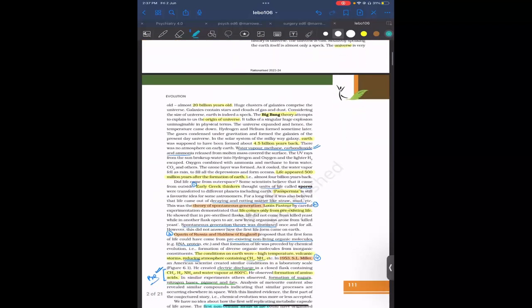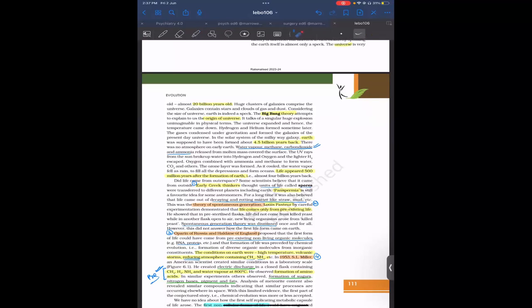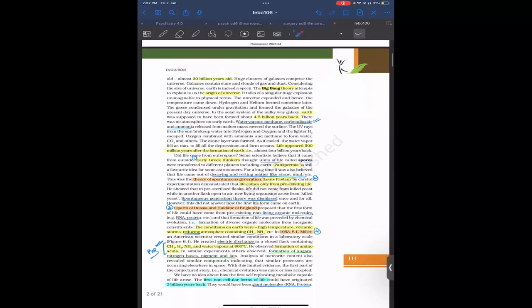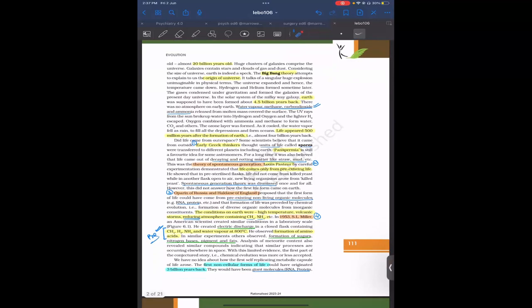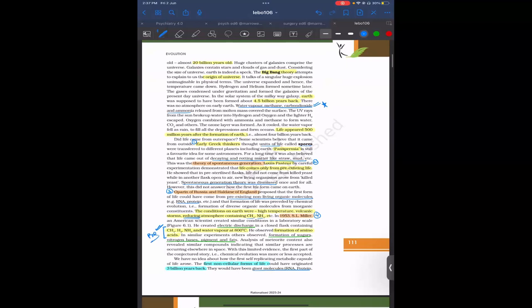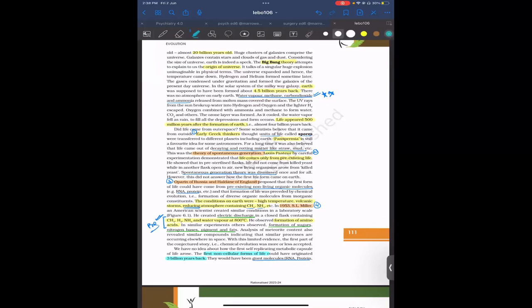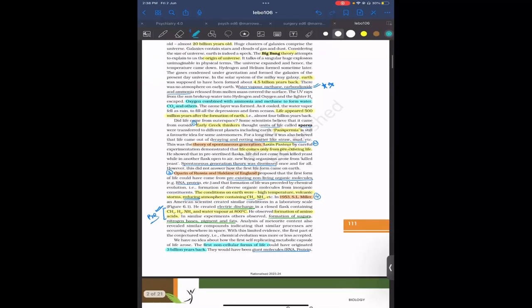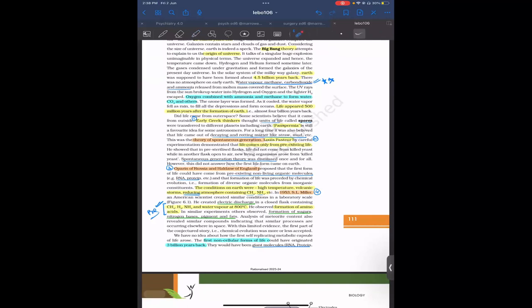Origin of life was explained from the Big Bang theory. It said Earth was formed 4.5 billion years back and life originated from inorganic molecules, which were carbon vapor, water vapor, methane, carbon dioxide, and ammonia. Now this is an important line: oxygen will combine with ammonia and methane to form water, CO2, and others. Now when did life appear? Life appeared around 5,000 years back.